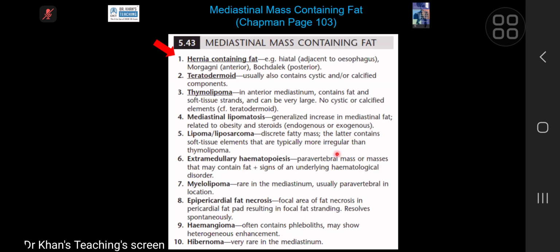So then there is another differential diagnosis in your book, which is mediastinal mass containing fat, hernia containing fat. So that was a pitfall in this case. There was fat, but that was normal abdominal fat which had gone in. And it can be hiatal hernia, it can be Morgagni hernia, it can be Bochdalek, which usually they will show you pediatric films for that. And teratodermoid, of course, in anterior mediastinum. And so let's go back to the case.